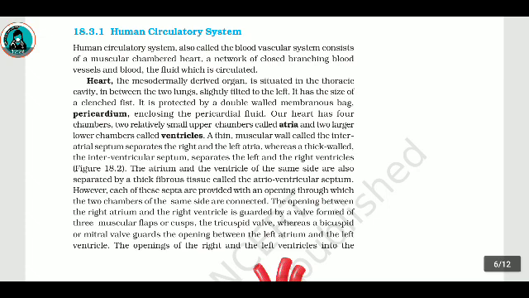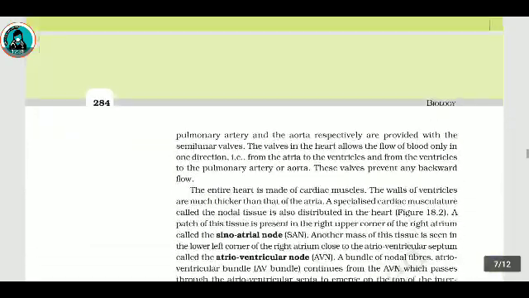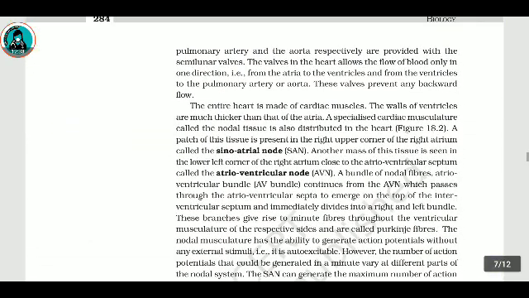The openings of the right and the left ventricles into the pulmonary artery and the aorta respectively are provided with the semilunar valves. The valves in the heart allow the flow of blood only in one direction, that is from the atria to the ventricles and from the ventricles to the pulmonary artery or aorta. These valves prevent any backward flow. The entire heart is made up of cardiac muscles. The walls of the ventricles are much thicker than that of the atria.